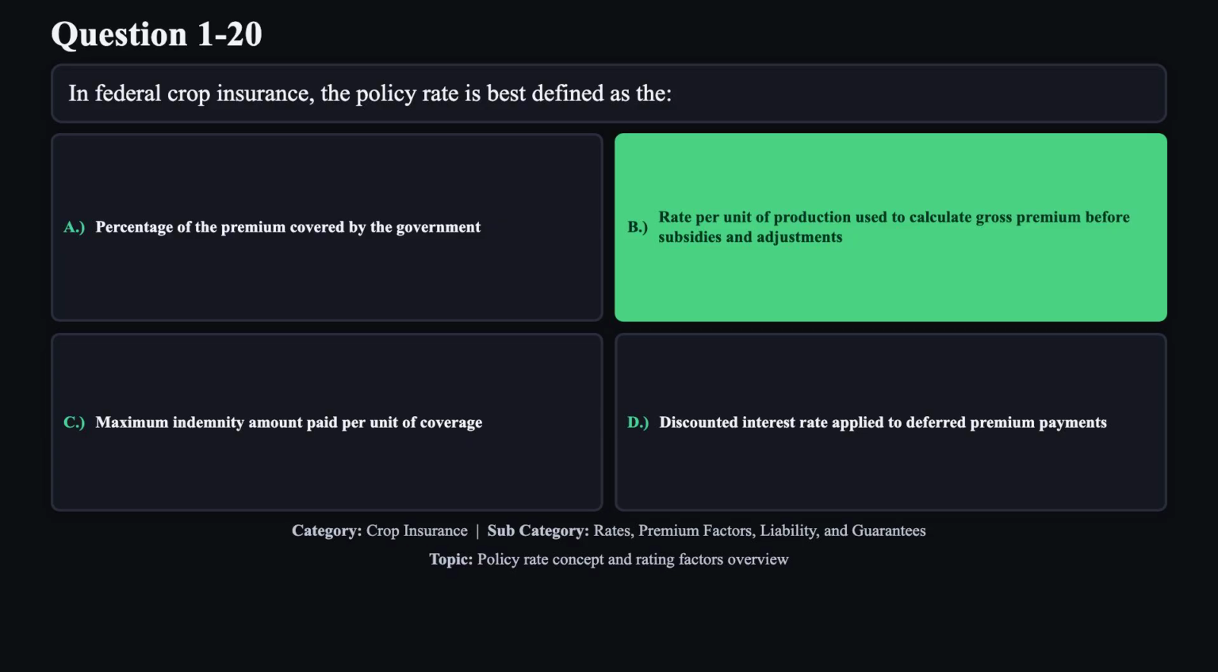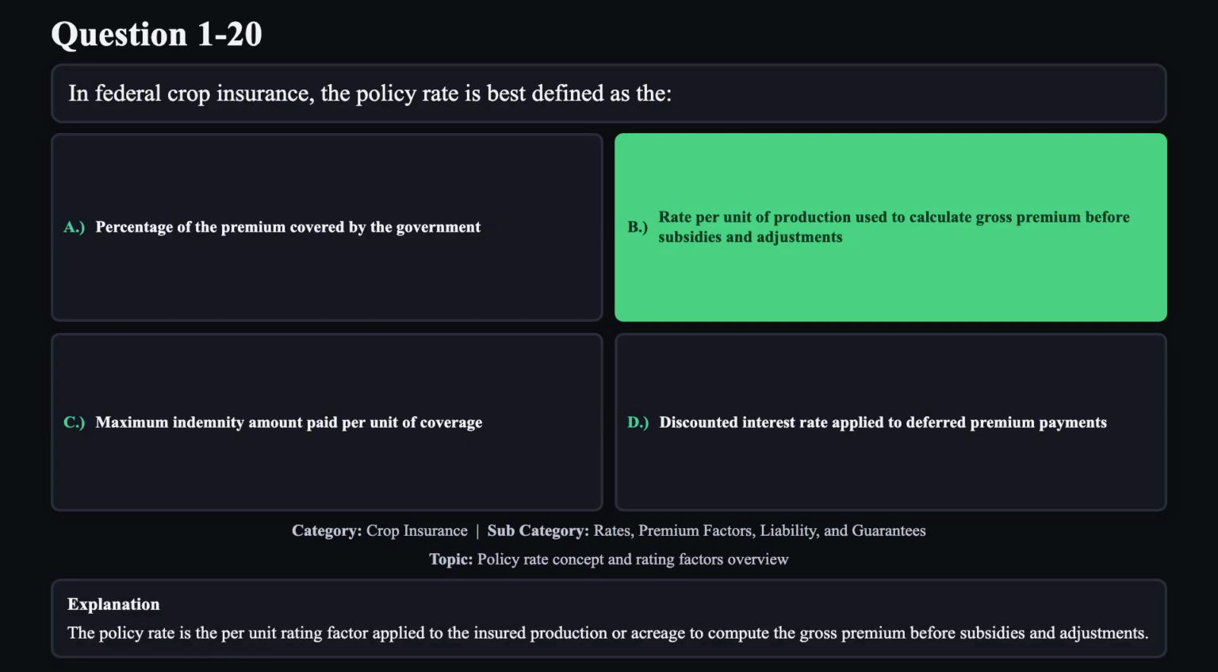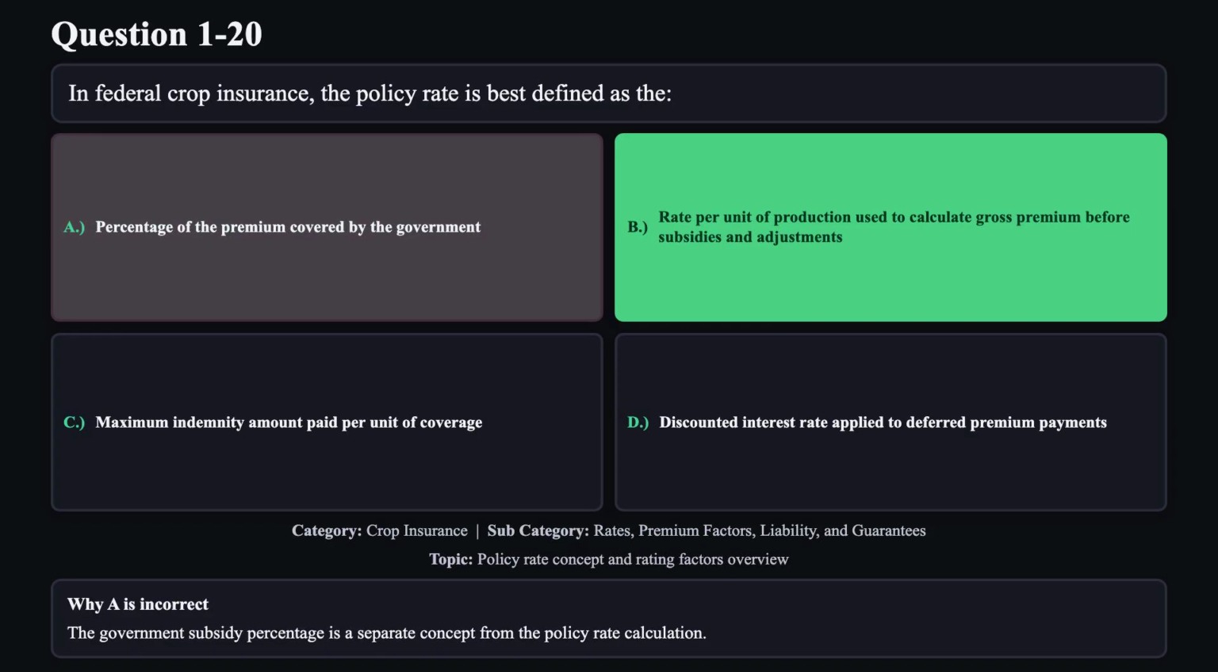The correct answer is B. The policy rate is the per unit rating factor applied to the insured production or acreage to compute the gross premium before subsidies and adjustments. Reason A is not correct. The government subsidy percentage is a separate concept from the policy rate calculation.